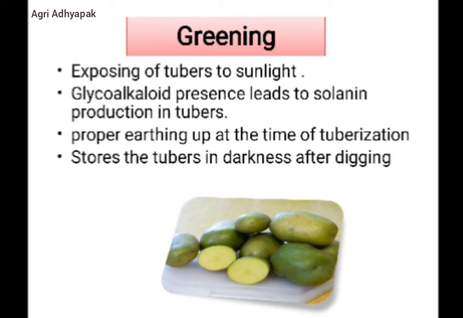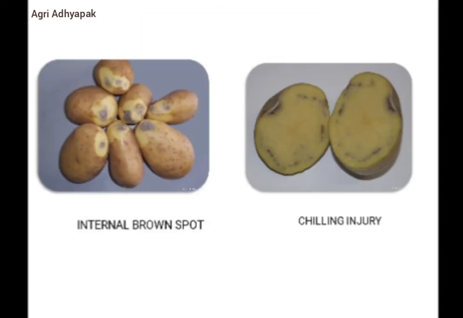And the next one is greening. Exposure of the tubers to direct sunlight causes this disorder. When exposed to sunlight, the presence of glycoalkaloids leads to solanine production in the tubers. To avoid it, proper earthing up is done at the time of tuberization, and the tubers are stored in darkness after digging.